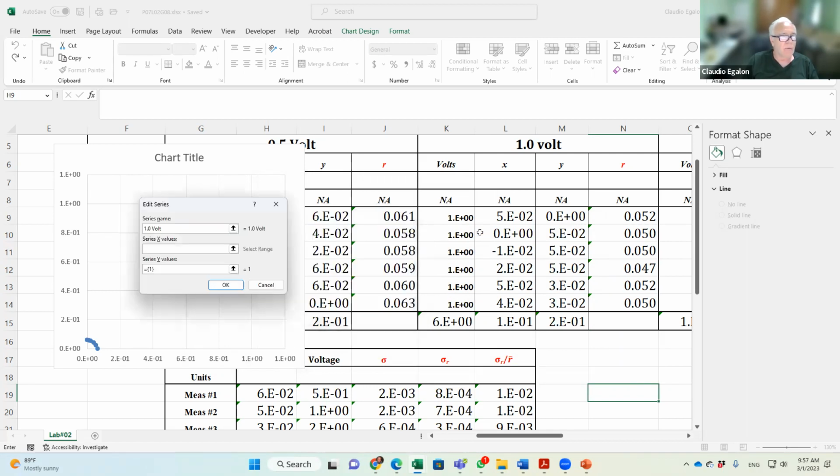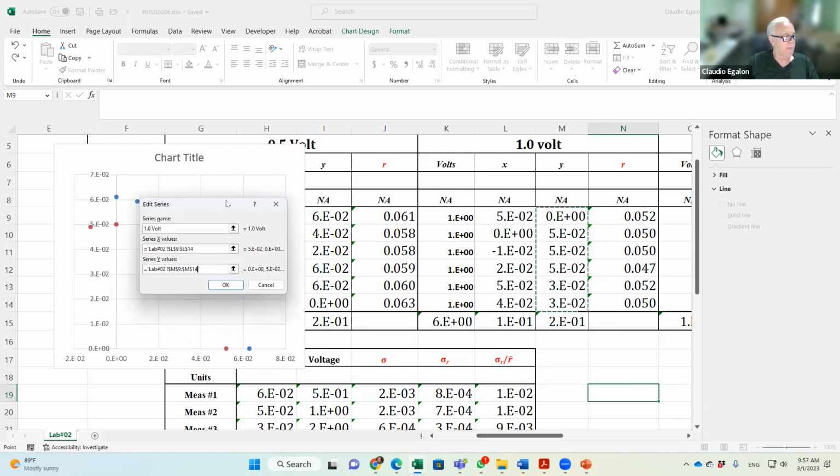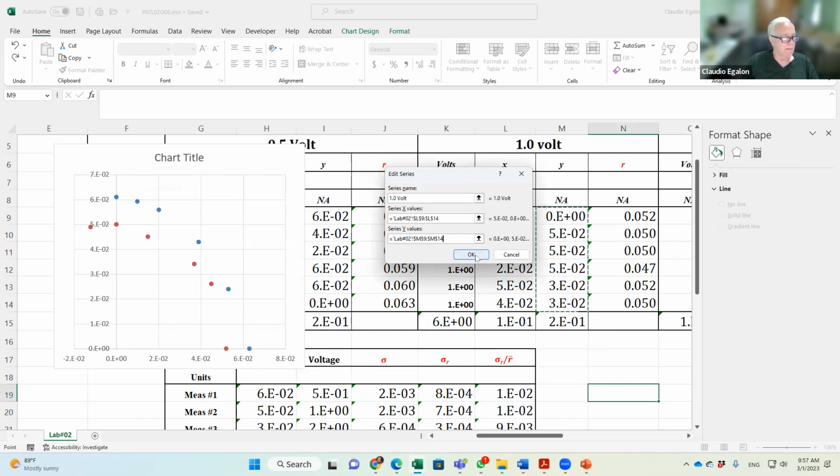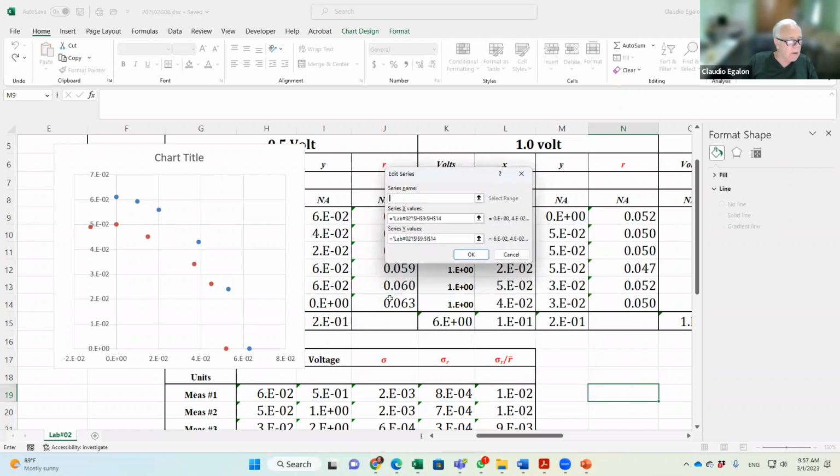X values, you highlight the X values in that column, and Y values. Okay. So we have my second equipotential surface. This group decided to start taking data on the second quadrant in this second equipotential. Click OK. I can also edit this one and write down half volt.